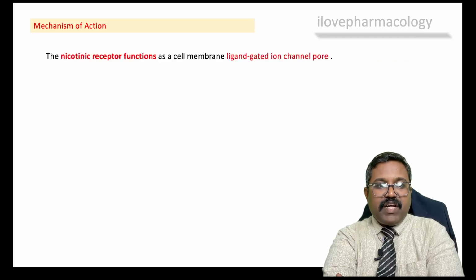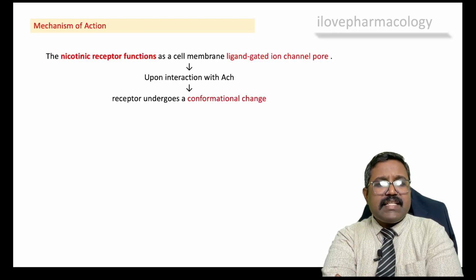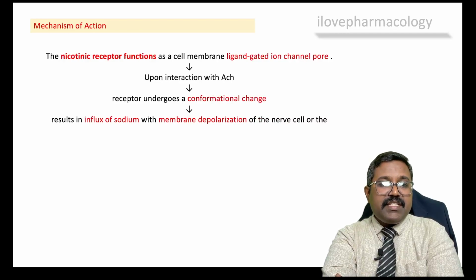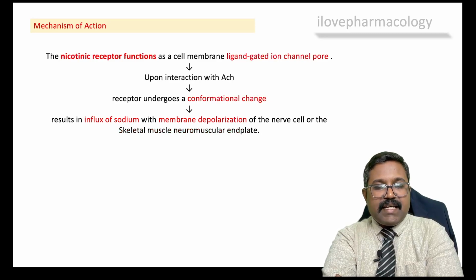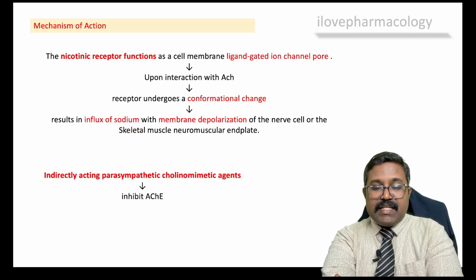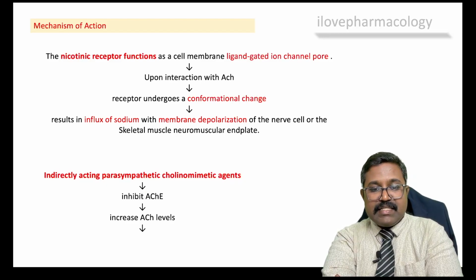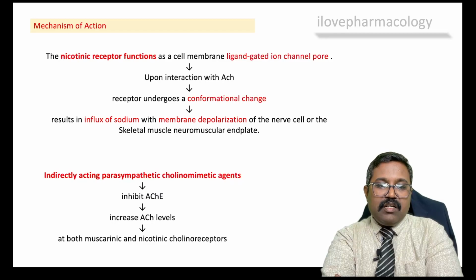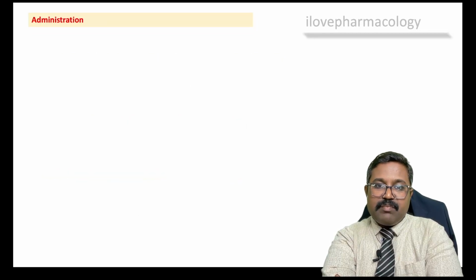So coming to the mechanism of action of nicotinic receptors. The nicotinic receptor functions as a cell membrane ligand gated ion channel, where upon interaction with acetylcholine, the receptor undergoes conformational changes and this results in opening up of the sodium channel, leading to influx of sodium and membrane depolarization of the nerve cells as well as skeletal muscle nerve endings. So indirectly acting parasympathomimetic agents will inhibit the acetylcholinesterase, leading to an increase in the acetylcholine levels at the synapse, which can act on both muscarinic and nicotinic receptors.